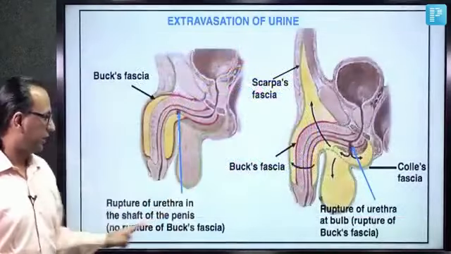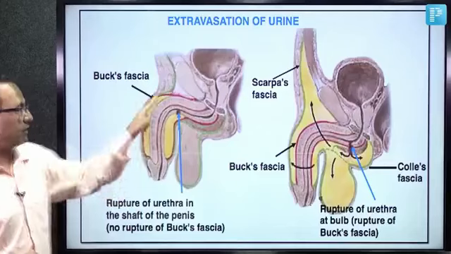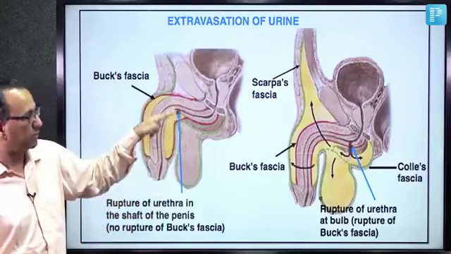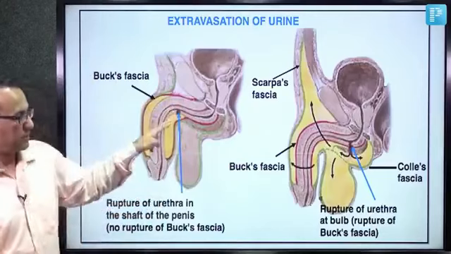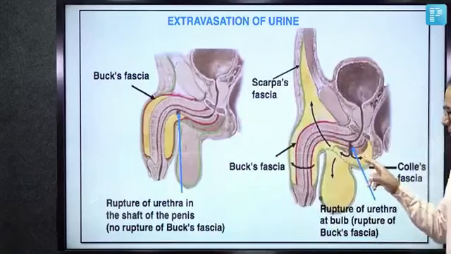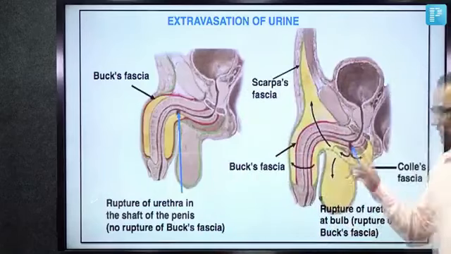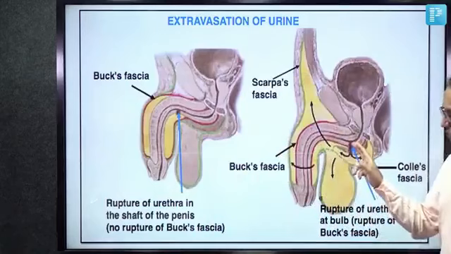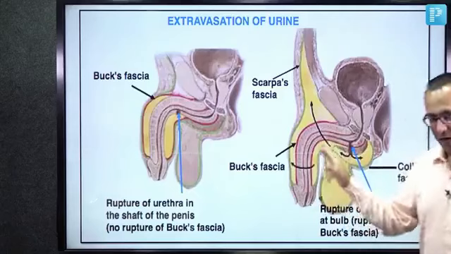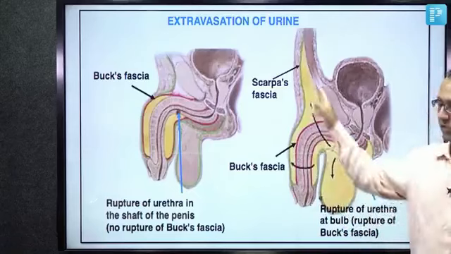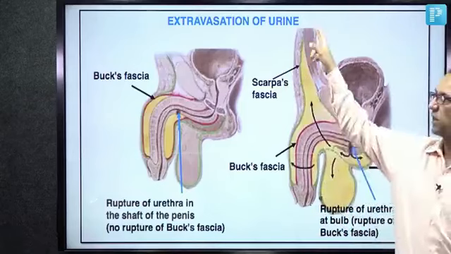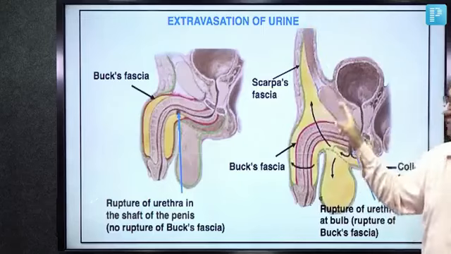Here in the first case, the Buck's fascia is intact. So the urine is confined to the penile shaft only when there is a fracture of the shaft of the penis and rupture of the urethra. But in the other case, as you can see, the Buck's fascia is also ruptured. So this urine extravasated from the urethra will be found in the superficial perineal pouch, into the scrotal layers, into the penile shaft, and also extending into the anterior abdominal wall, deep to the Scarpa's fascia, and in front of the external oblique muscle attaching to the pubis bone there.